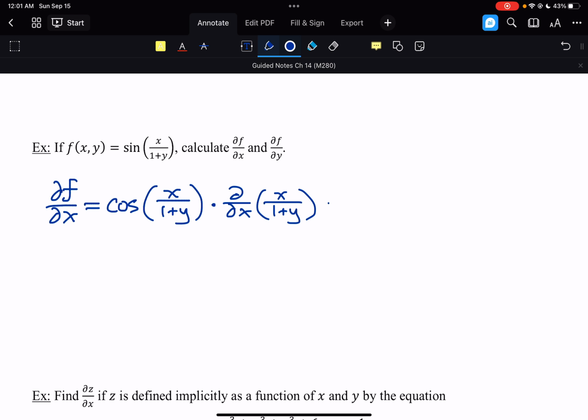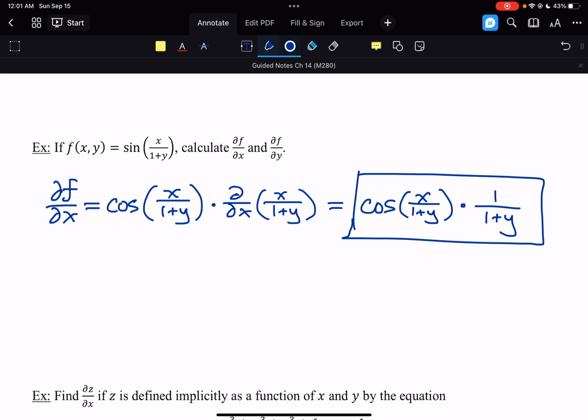So this is going to be cosine of x over 1 plus y times 1 over 1 plus y. Okay. Or you could just put the whole thing over 1 plus y if you want to combine it into one term. That's totally fine too.